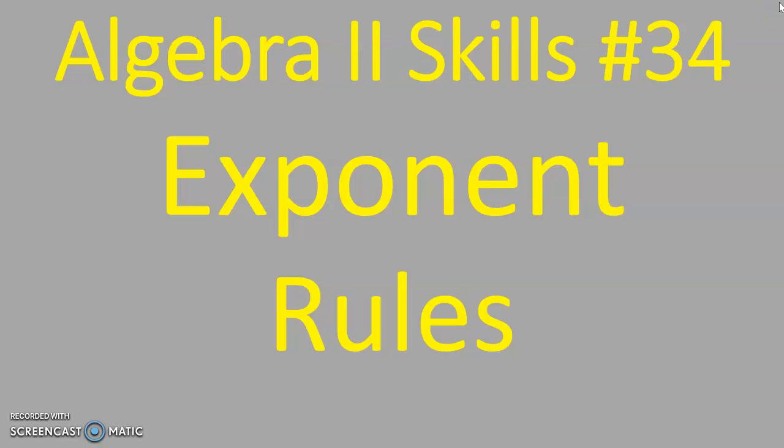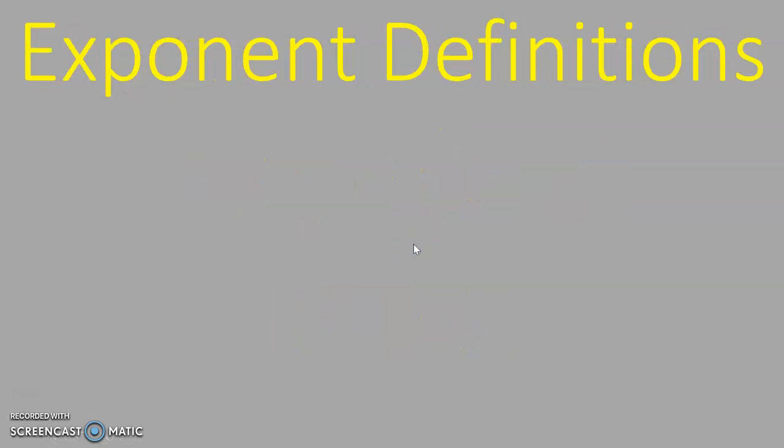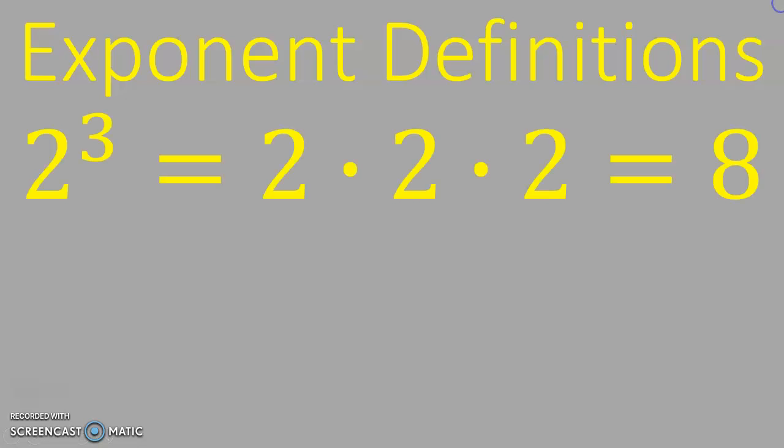Okay, Algebra 2 Skills number 34, Exponent Rules, which is a very important little section and one that we need to know for many tests. First, some definitions. 2 to the third power means 2 times itself 3 times. And of course, it's 8 here. The 2 is called a base, the 3 is called the exponent, and 8 is considered to be a power of 2. So you know your definitions.